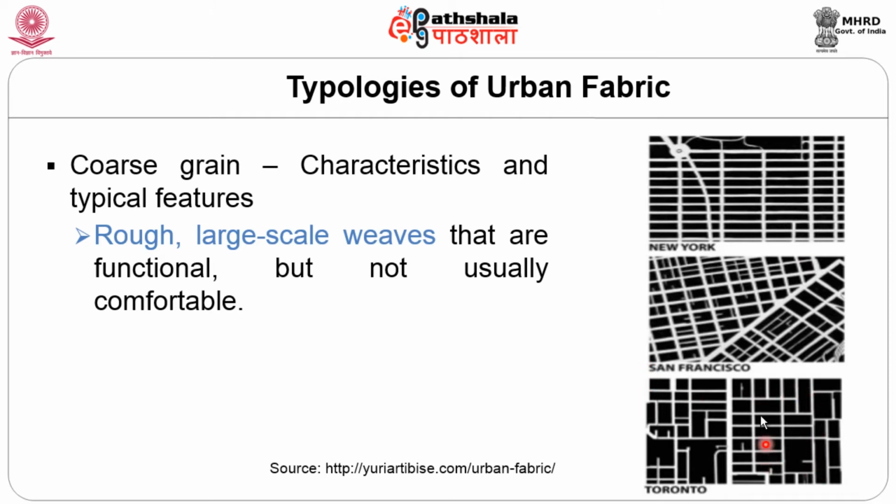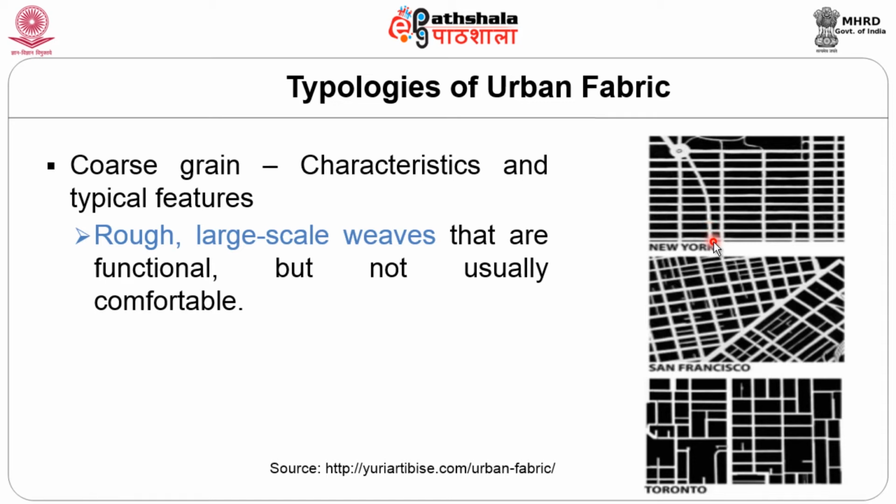So these three, if you look into them, you can find some similarities in these three figure ground plans. So what are the main characteristics of the coarse grain? It is very rough and it is very large scale. The blocks are very large scale. This is the main characteristic of the urban fabric of a coarse grain city.